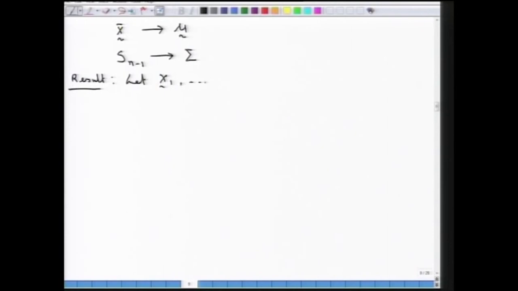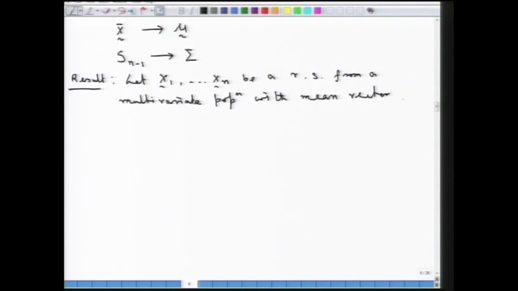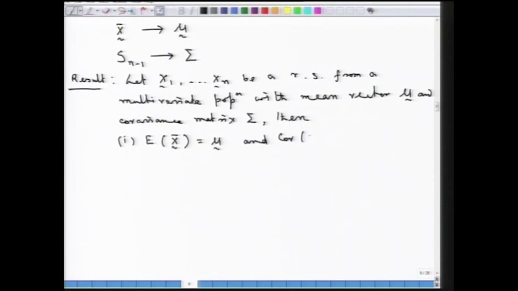Let x_1, x_2, ..., x_n be a random sample from a multivariate population with unknown mean vector mu and covariance matrix sigma. Then the two quantities that we have defined, x bar and S_(n-1), have the following properties. Number 1, the expectation of this x bar vector is equal to the mean vector mu, and the covariance matrix of this x bar vector is sigma by n.